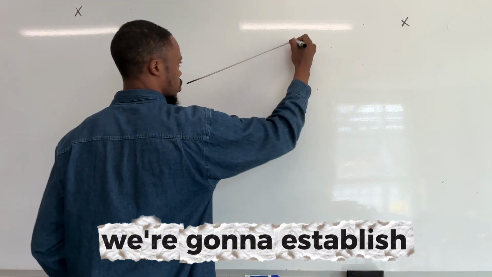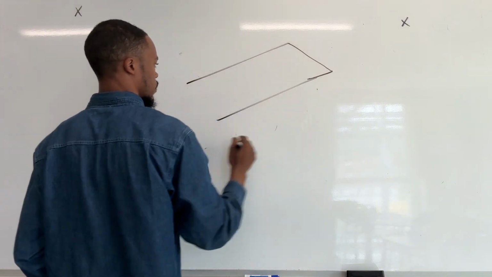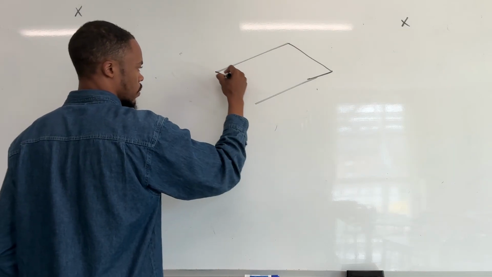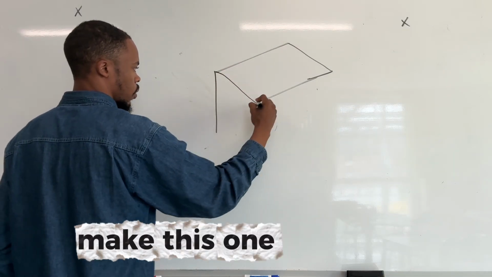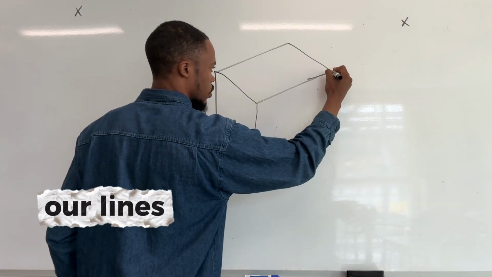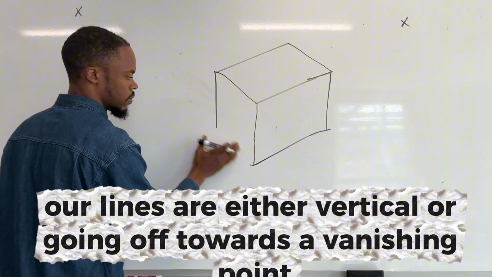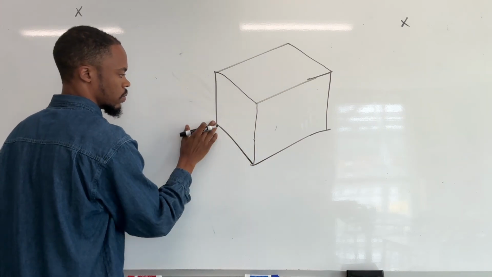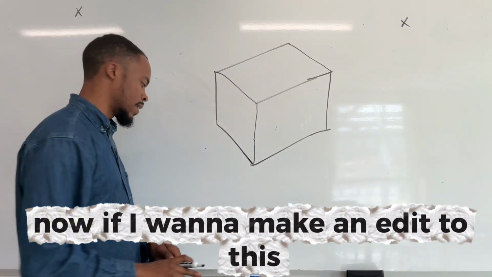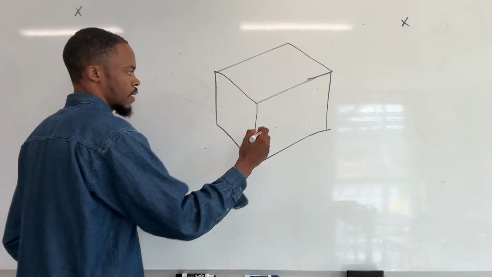We're going to establish our prism. I'm going to make this one a little different, actually. Make this one more boxy. Our lines are either vertical or going off towards a vanishing point. Now, if I want to make an edit to this, once again, I'm going to use my red marker.